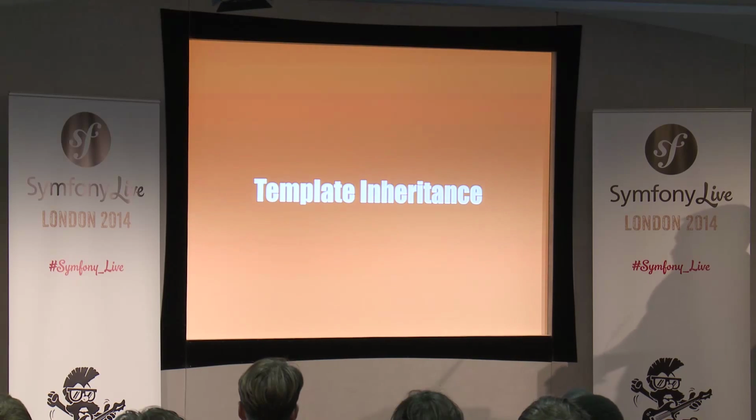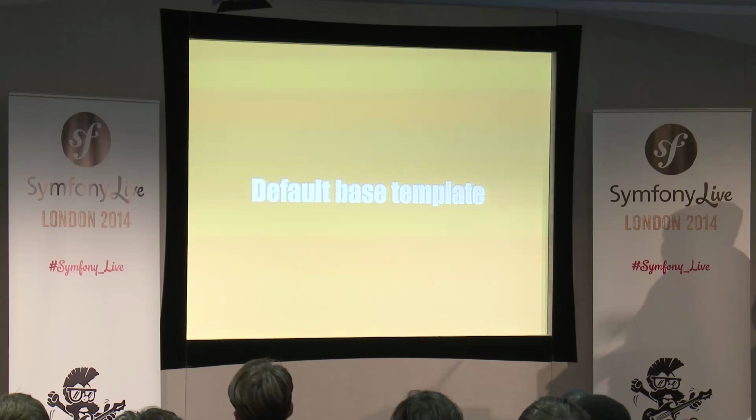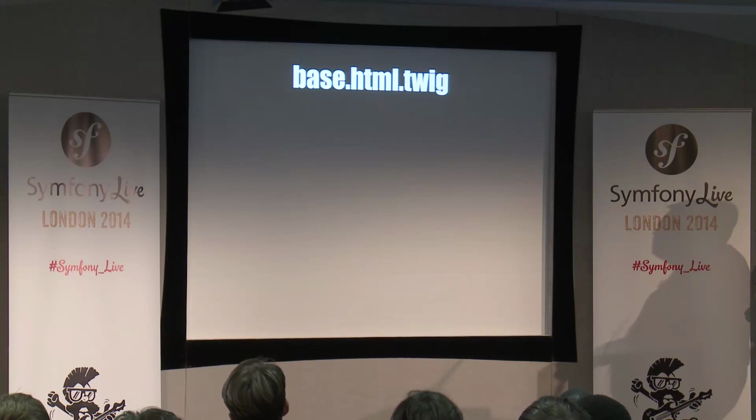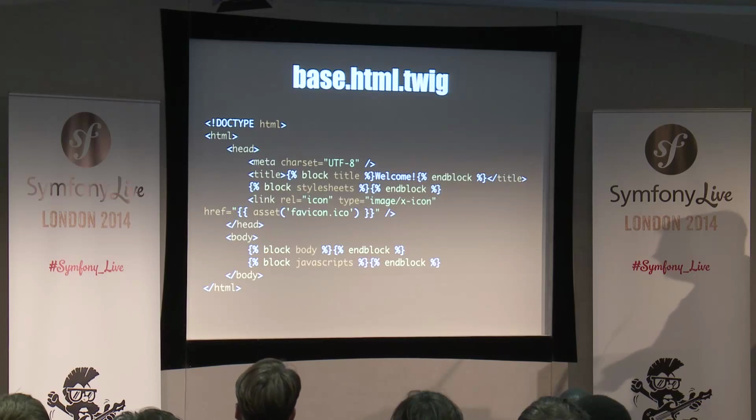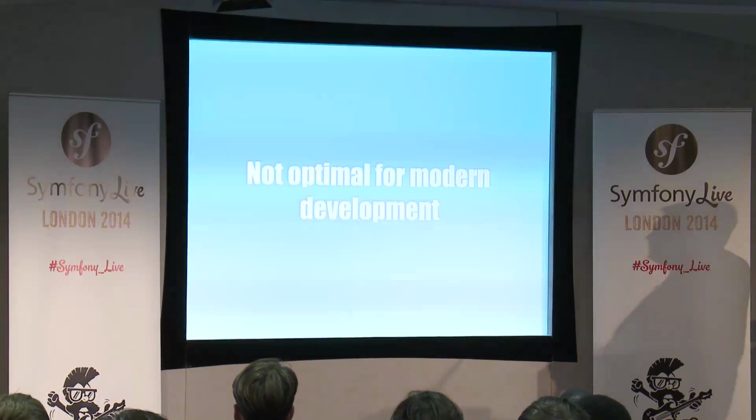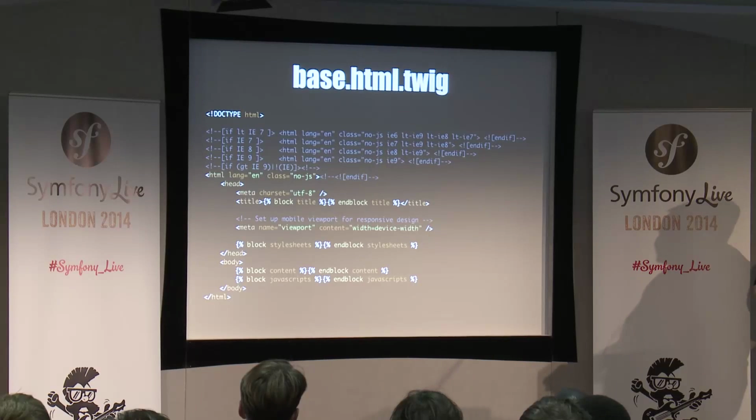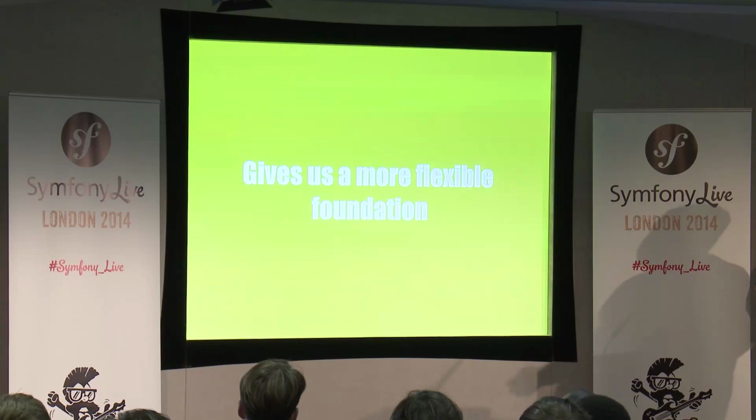So one of the things that I'm sure we all use is template inheritance. We've got a default base template in Symfony, which looks like this. But the problem with this is it's not really optimal for modern development. If you use anything like HTML5 Boilerplate or any of the other template frameworks, it looks more like this, which does give us a more flexible foundation to build on.